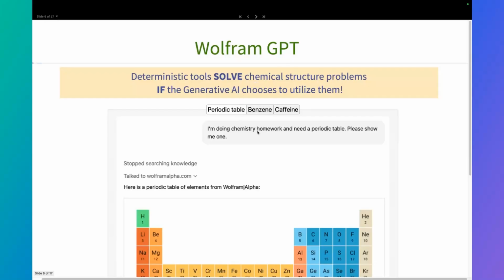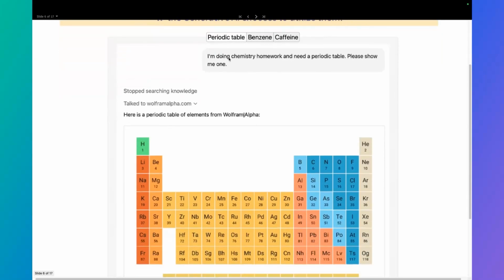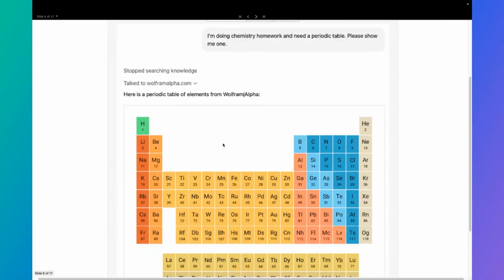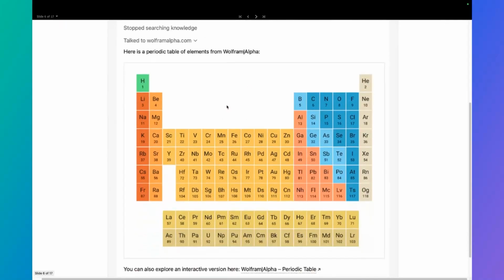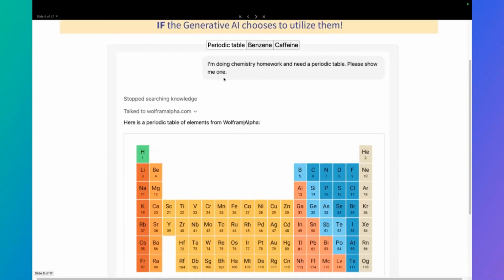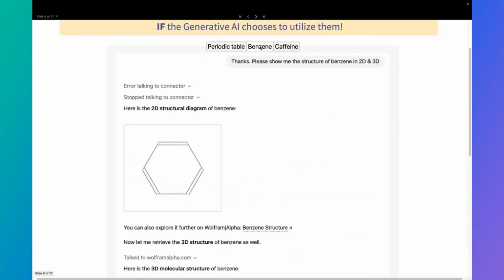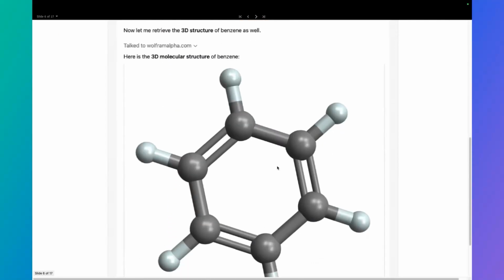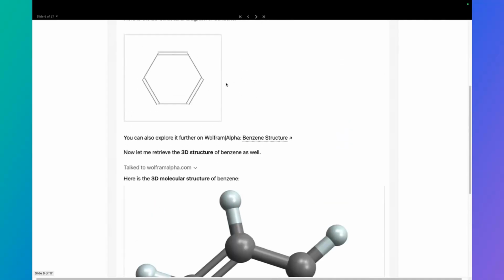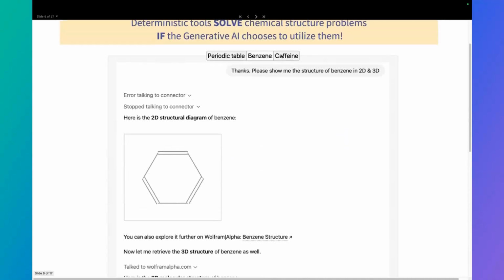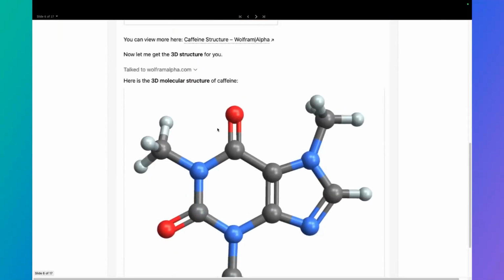But when it does use a tool, here's an output from using the Wolfram GPT. So this is part of the OpenAI collection of GPTs. What you see is you get a reliable periodic table from Wolfram Alpha. And you get this every time you ask for a periodic table, it'll come back out. Same with benzene. And not only can they get the 2D structure right, but we can get the 3D structure right as well. Now, maybe the sizing is a little bit too big, but at least we're not lying to the student. And as well, we get caffeine quite correct.